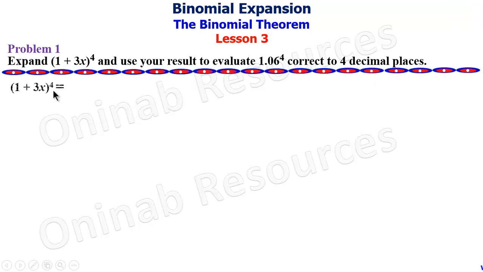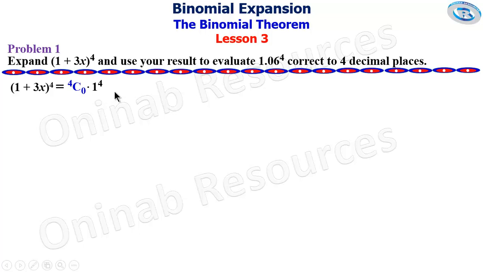So in our expansion, the power here is 4 and the first term in the bracket is 1 and the second term is 3x. So the coefficient of the first term of the expansion will be 4 combination 0. Then the first term in the bracket will carry the highest power. That's going to be times 1 raised to the power 4. At this point, the second term has no place.